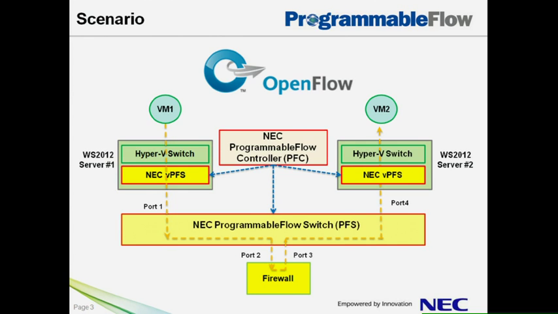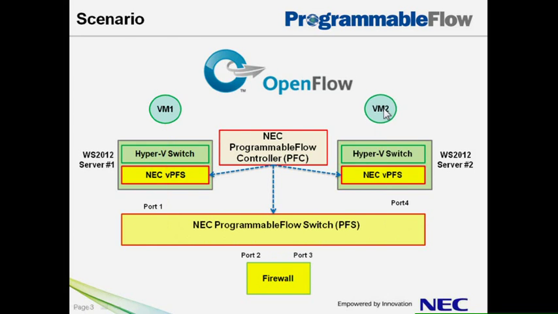Then, assuming we have one security policy that the traffic from VM1 has to go through the firewall first, then go to the destination virtual machine. To do that, the programmable flow controller establishes such a forwarding table in all the switches, from the virtual switch to the physical switch. So the traffic will be redirected to the firewall and go to the destination virtual machine.